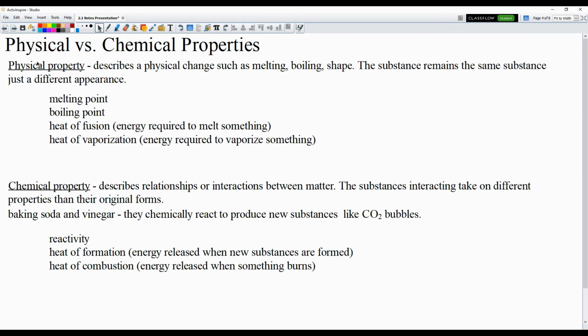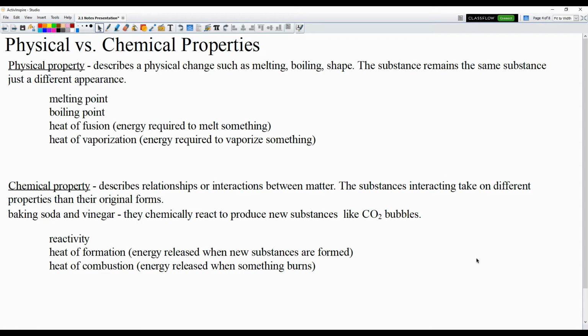All right, so physical versus chemical properties. So again, this is going to be some writing, so go ahead and pause and write these definitions down and these examples. Physical properties describe a physical change such as melting, boiling, shape. The substance remains the same substance, it just changes in its appearance.